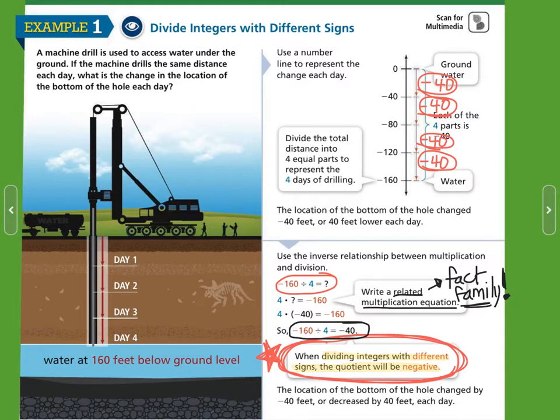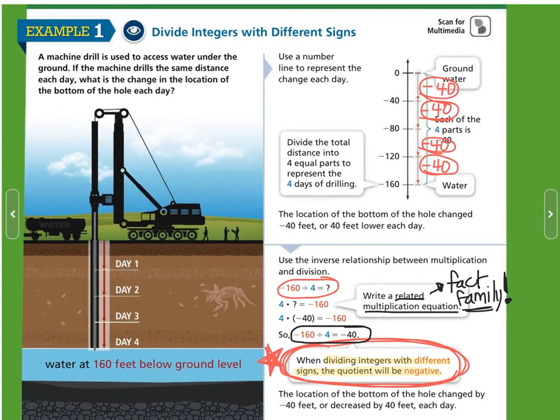For this problem, notice that the machine drill drills down the same distance each day for 4 days. The total distance covered was negative 160, or 160 feet below ground. That means that each day the machine drill would have had to have drilled down 40 feet because negative 40 times 4 is negative 160. And you can see that right here.